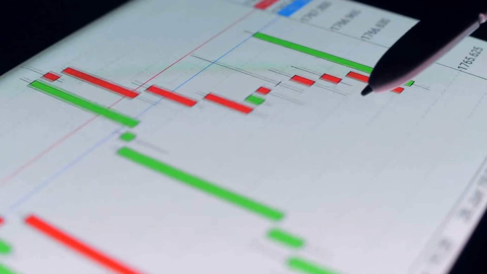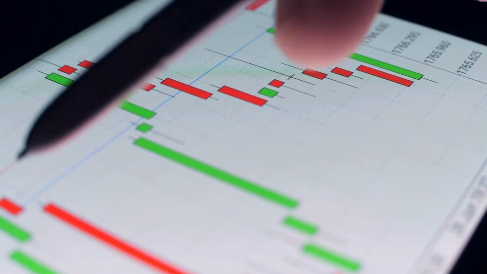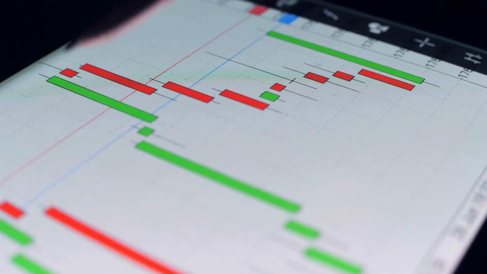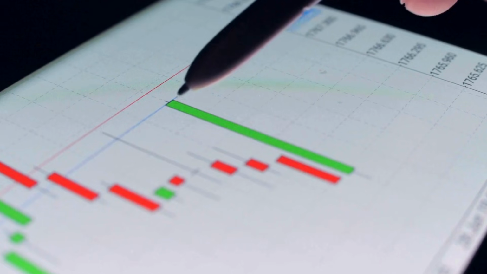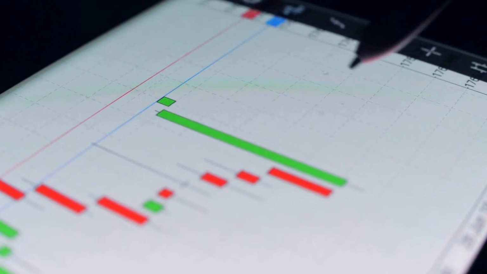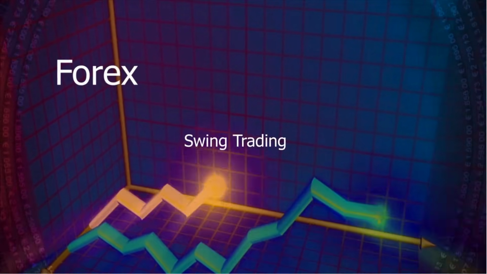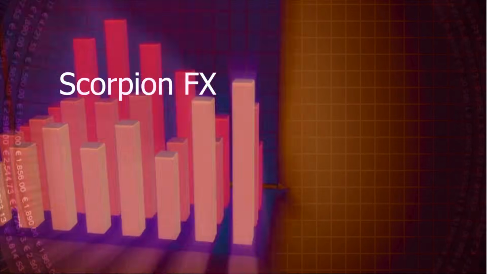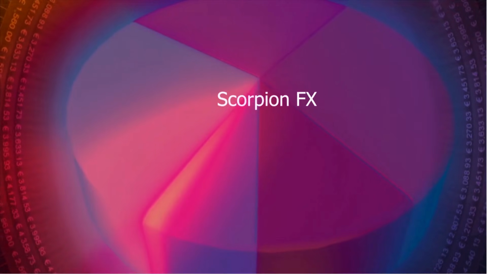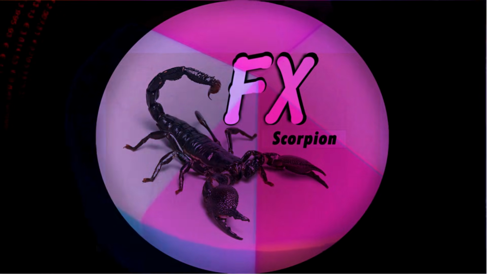If you are completely new to Forex, don't rush into using real money. First, learn how the market works. Practice on a demo account, learn risk management, and understand what you are doing before risking your money. And that's exactly what we are going to do here at Scorpion FX. We are going to build your knowledge step by step, starting from the absolute basics.